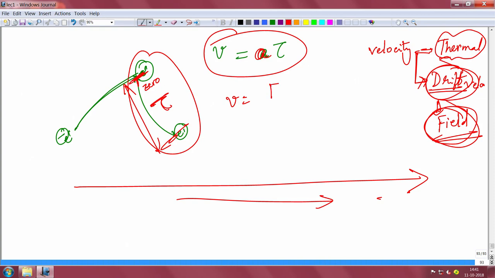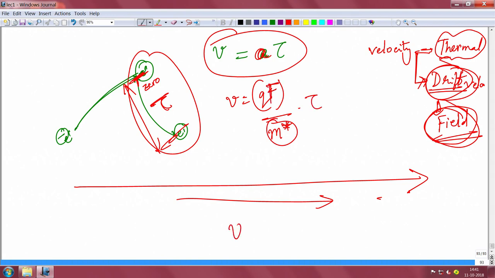Force is nothing but charge times the field you are applying. This is your force. The charge times the field is your force, divided by mass. And here you have to use the effective mass. I told you, effective mass basically takes into account all the quantum mechanics in the material. This F is the field you are applying.